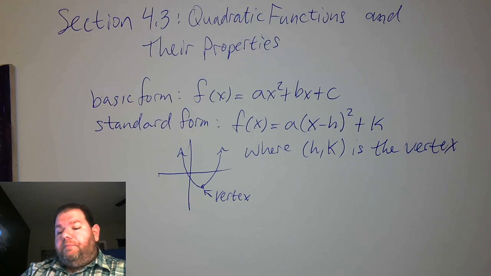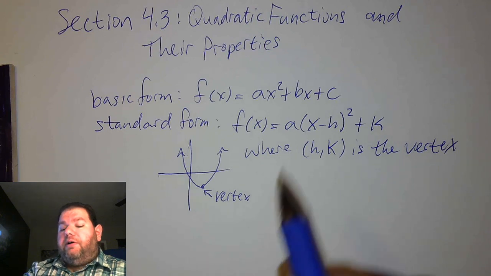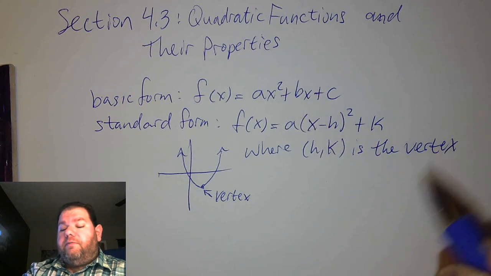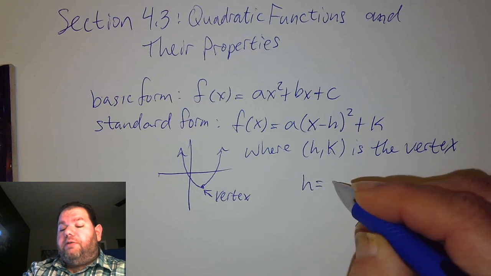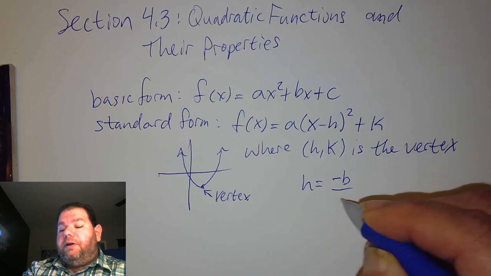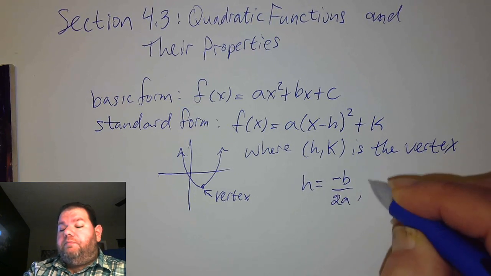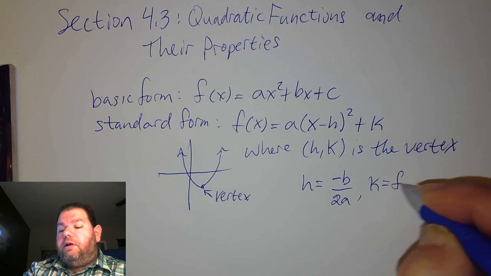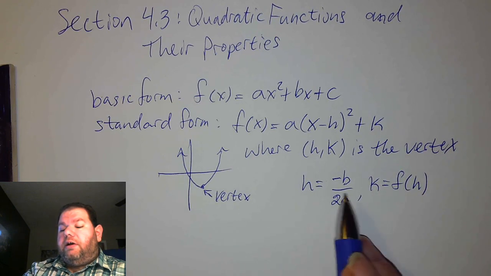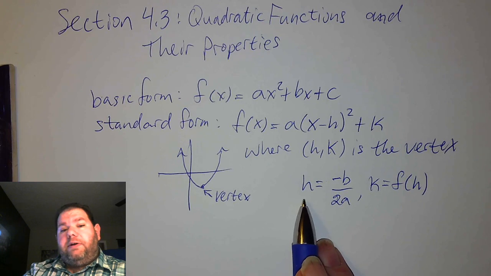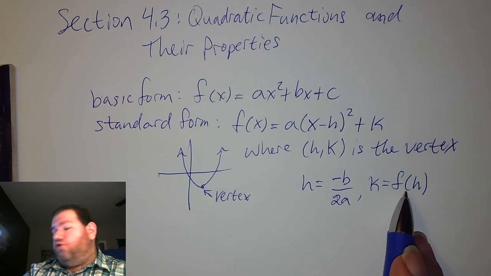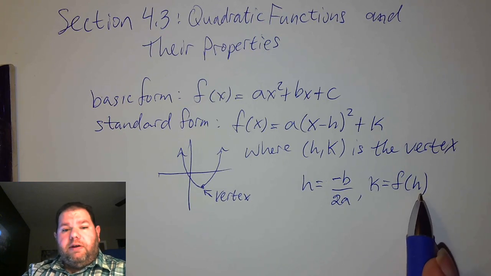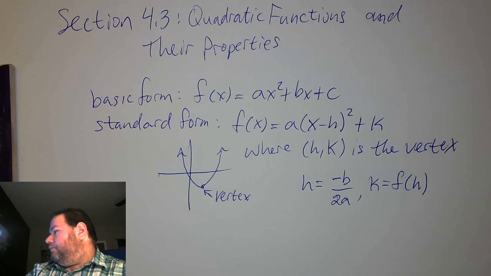So, the way that we can go from basic form to standard form is h is actually equal to negative b over 2 times a, and then to find k, we just take that h value we calculated and plug it back into the function and find f of h.